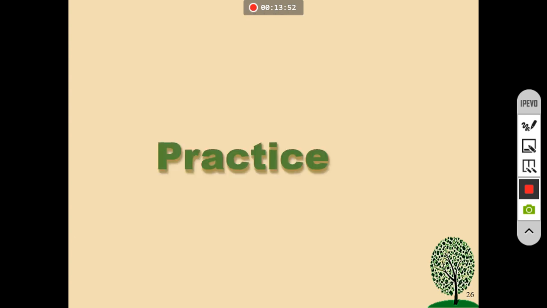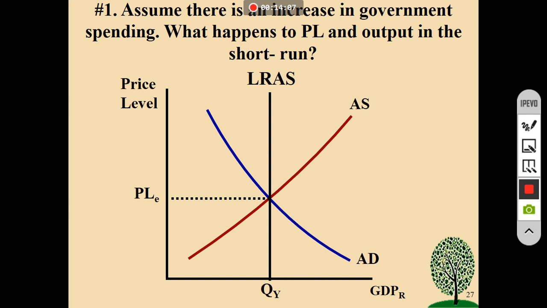So that's how the curve works, right? If we're in a recessionary gap, we're going to eventually shift AS to put us back into long run equilibrium. And if we're in an inflationary gap, we'll shift AS from there. So let's practice, okay? Assume there is an increase in government spending. What happens to price level and output in the short run?